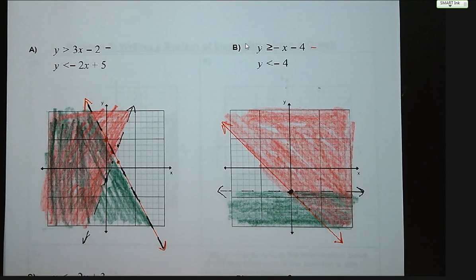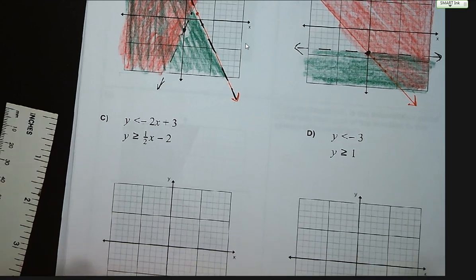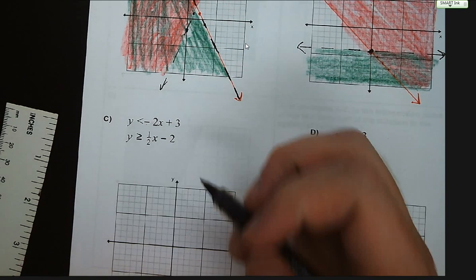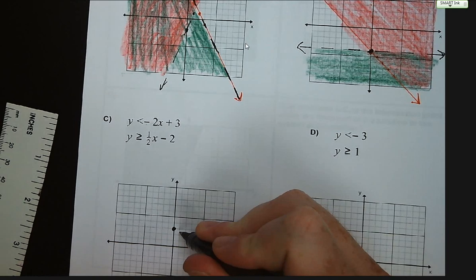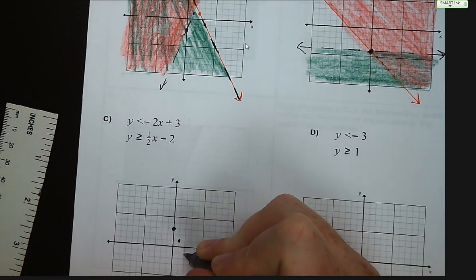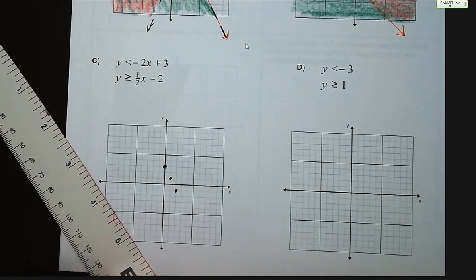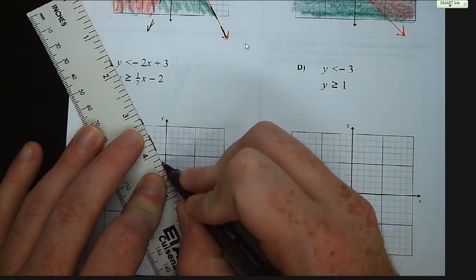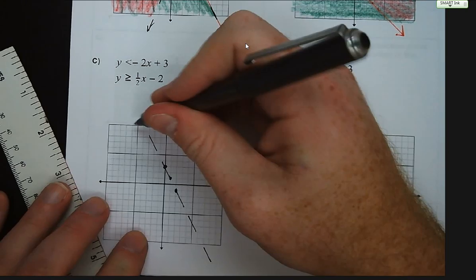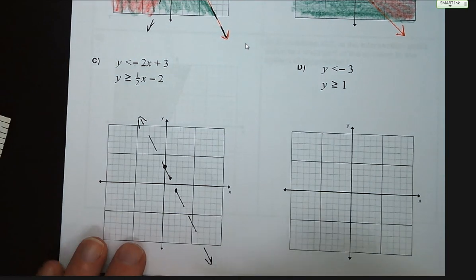Okay? Want you guys to try letters C and D on your own, and then we'll go over it as a group. So we have y is less than -2x plus 3, so we have a y-intercept at 3, a slope of -2, so we're going down 2 and to the right 1, down 2 to the right 1. It is a less than, so it is going to be a dashed line. So we go dashed. All right. And we're going less than, so it's going to be shaded below.